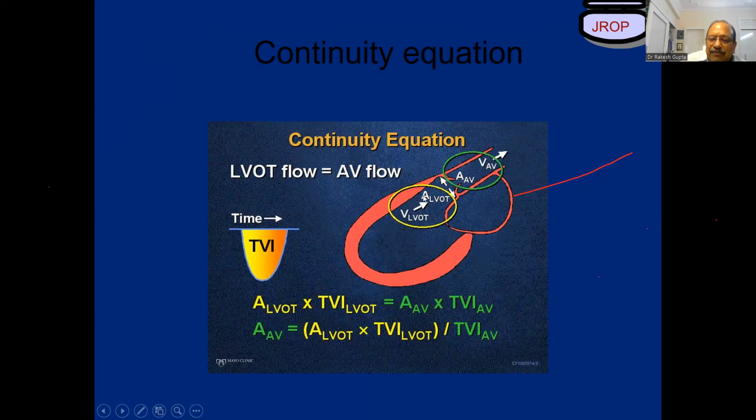Now, on the other hand, if you do a continuity equation with Doppler, in the 3-chamber view, taking care of the LVOT as well as the aortic valve, it will give you the aortic valve VTI. So the LVOT area into LVOT VTI, that is stroke volume, divided by aortic valve VTI gives the aortic valve area. We cannot measure the aortic valve area directly over here, so we divide this value by the aortic valve VTI to calculate the aortic valve area. We'll come to this again and again.